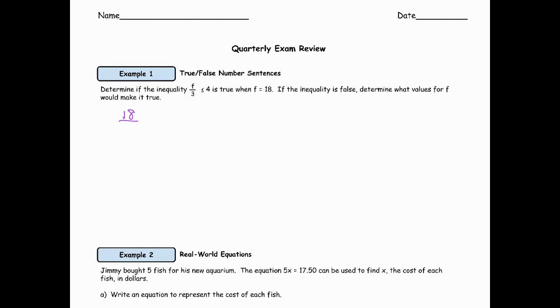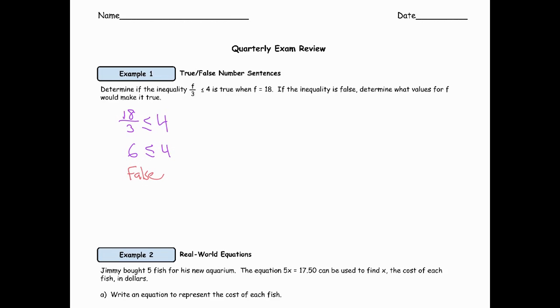So the first thing we need to do here is substitute in the 18 for the f in our inequality. If we do that, we'll have 18 over 3 is less than or equal to 4. Now remember, fractions mean division, so this is actually 18 divided by 3, which we know is 6. And 6 is definitely not less than or equal to 4, so I am going to write false. Now when we replace the f with an 18, we got 6, which is actually larger than 4, so we need to pick smaller values for f.